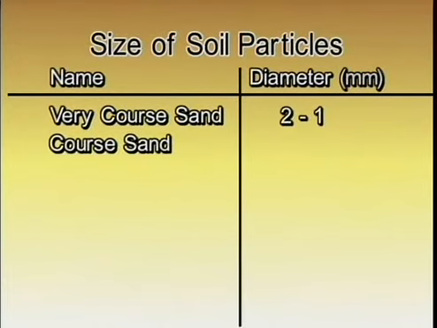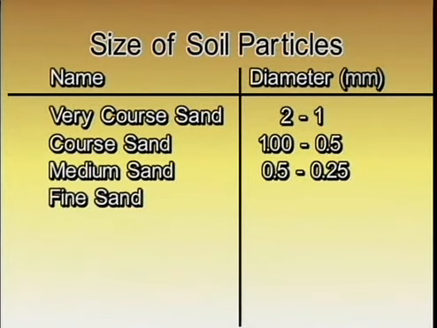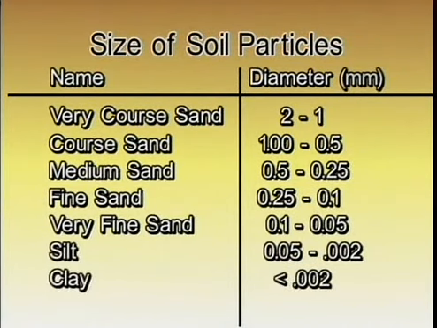Coarse sand is from 1 millimeter down to 0.5. Medium sand from 0.5 to 0.25. Fine sand from 0.25 to 0.1. Very fine from 0.1 to 0.05. And then, of course, we go into the silt from 0.05 to 0.002, and less than 0.002 is clay.